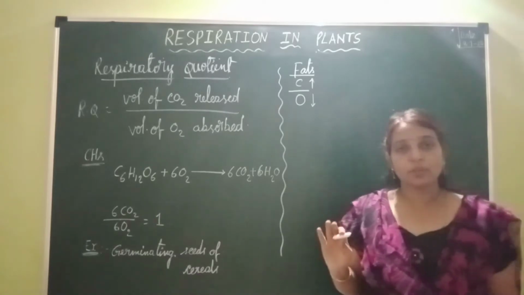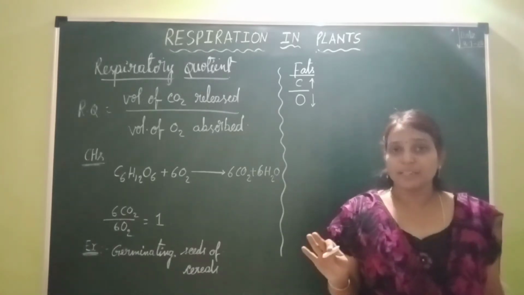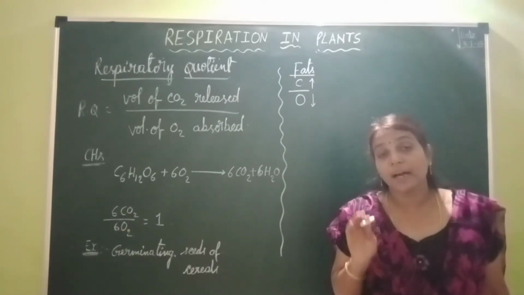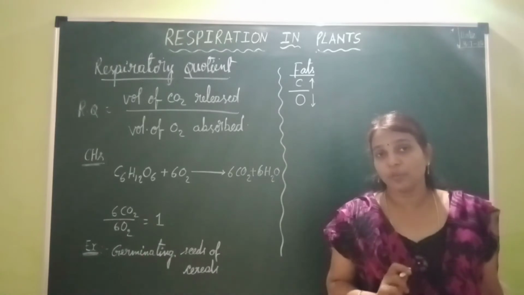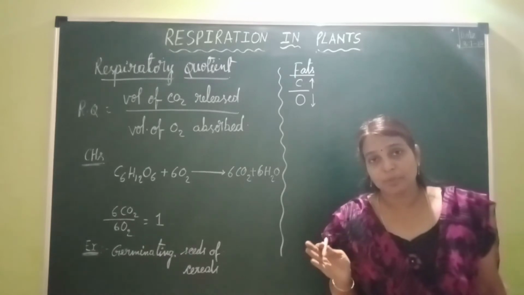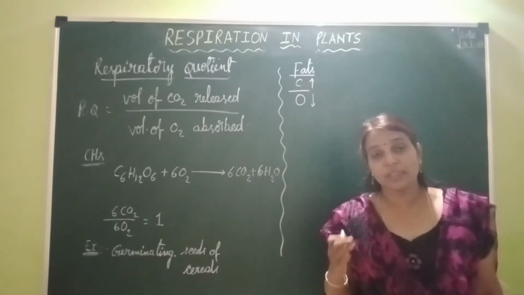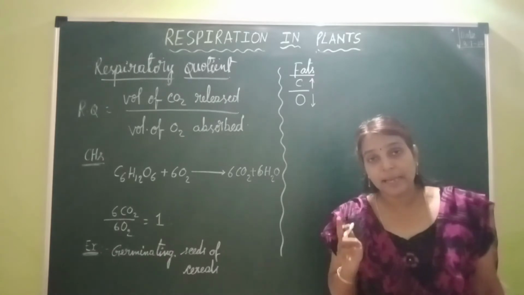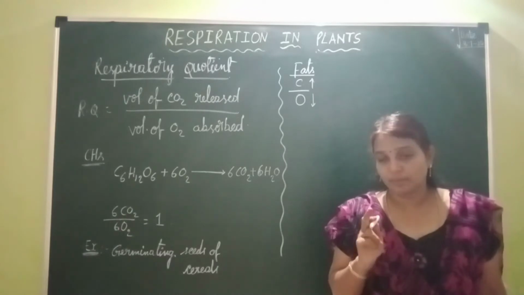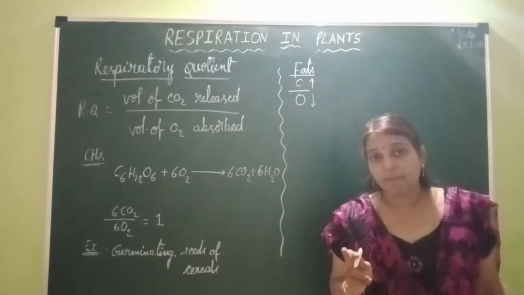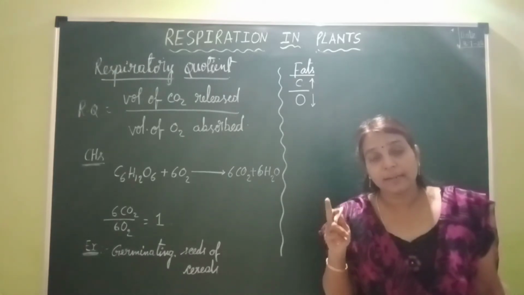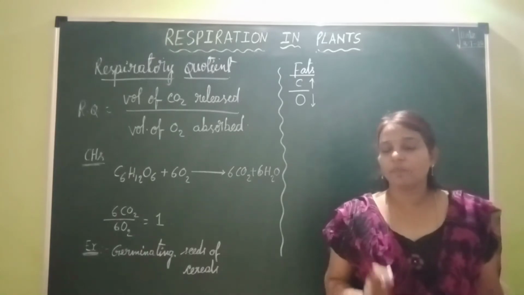Here I would like to give you one point. If a respiratory substrate has more oxygen than the amount of carbon present in it, then the amount of oxygen required for the breakdown of carbon-carbon bonds will be lesser. If a respiratory substrate has less oxygen than the amount of carbon present in it, then the amount of oxygen required for its breakdown will be more. So if the oxygen content is less, it requires more oxygen for its breakdown. If the oxygen content is more, it requires less oxygen.